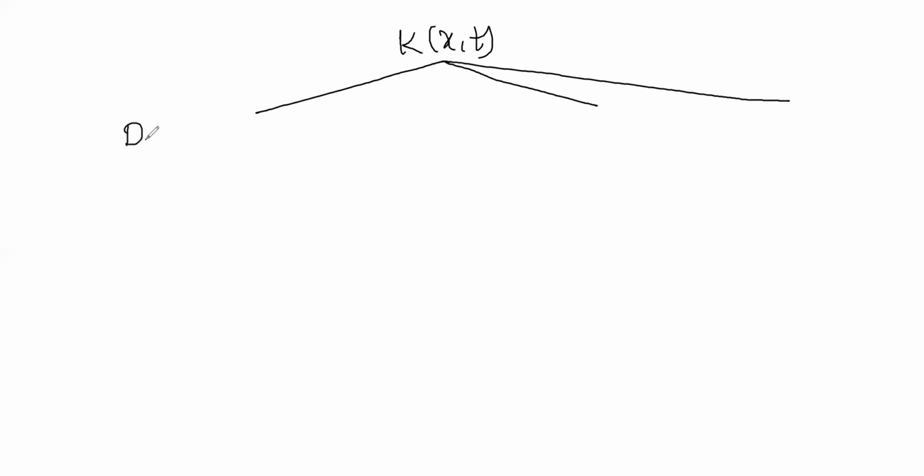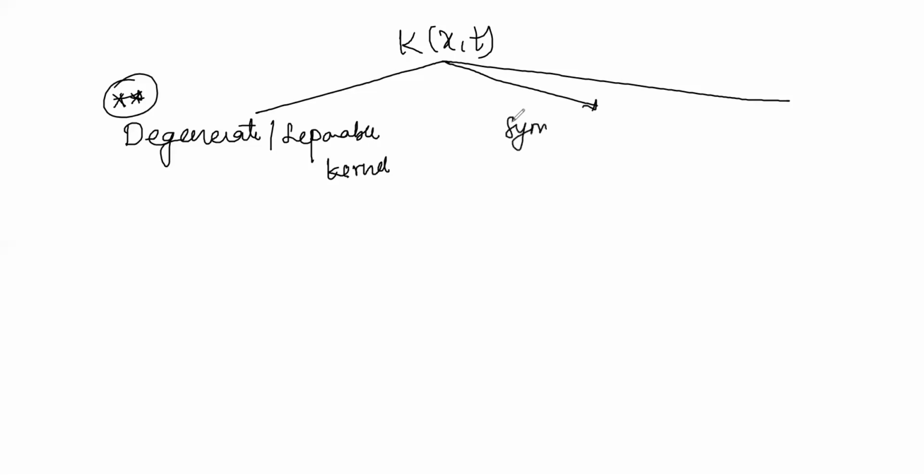One is called degenerate, or we also call it separable kernel. Sometimes questions are framed from this topic. They will ask you which of the following is a degenerate or separable kernel. And then comes your symmetric or skew symmetric kernel, and then comes your convolution type kernel.